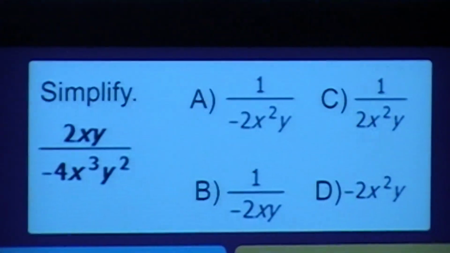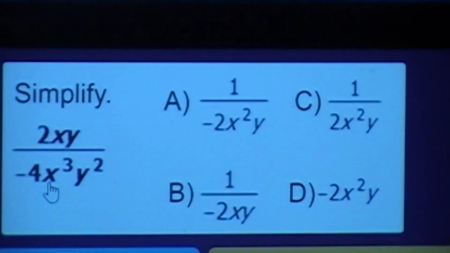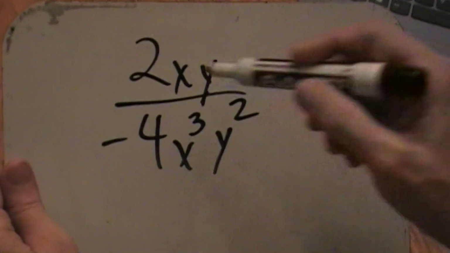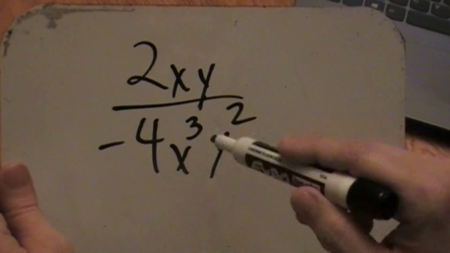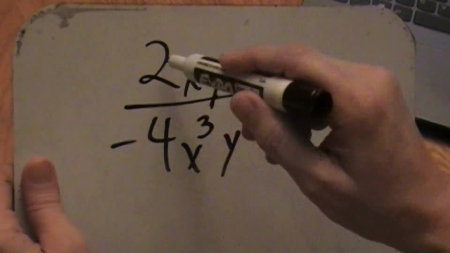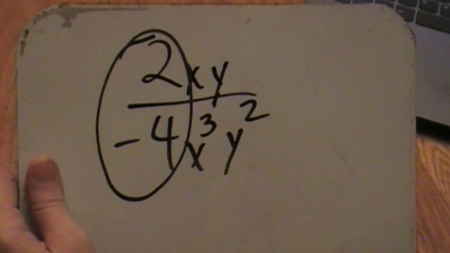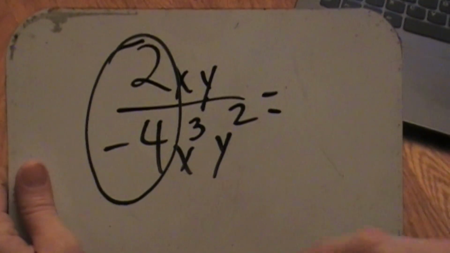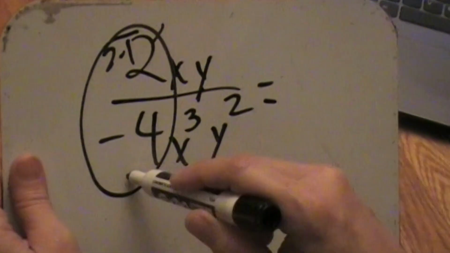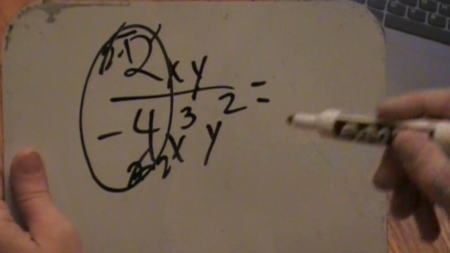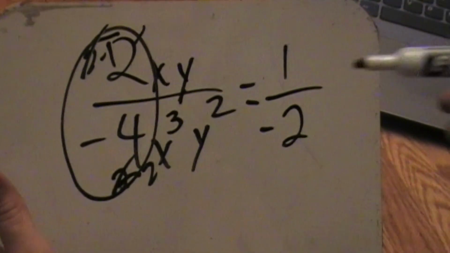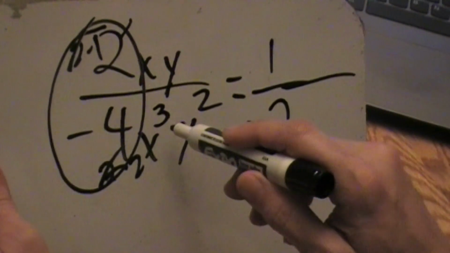Alright, simplify. 2xy over negative 4x to the 3rd y squared. So the problem is 2xy over negative 4x to the 3rd power y squared. Now remember, you have to use the exponent rules. But negative 2 over 4, those aren't exponents. They just simplify like normal. 2 over 4, that's the same thing as 2 times 1 over 2 times 2. So the 2's cross out, leaves you 1 over 2. But don't forget, you still got that negative there. So just negative 1/2.